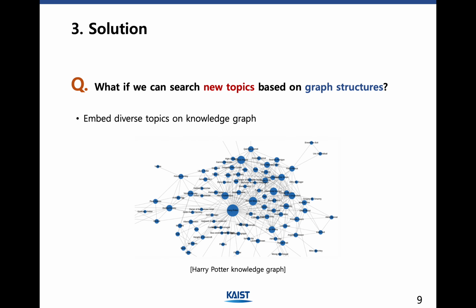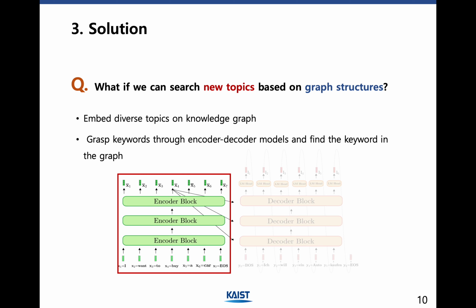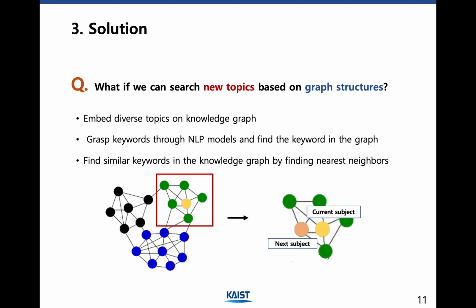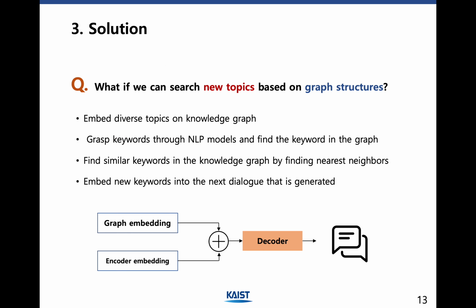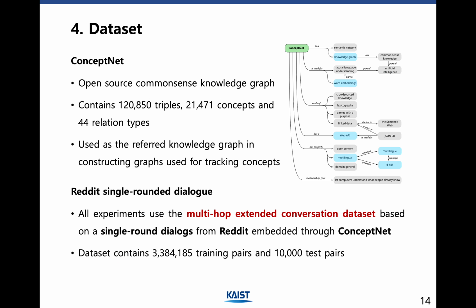First, it embeds diverse topics of knowledge graph. Then, it extracts keywords through encoder-decoder models and searches the keywords in the graph. We can find similar keywords in the knowledge graph by finding the nearest neighbors on the graph. GraphNet is a model for question and answering problem. It shows strong effectiveness on embedding, and Concept Flow uses this model for central graph flow encoding. However, any other GNN models can be used. Finally, it embeds the new topics into the next dialogue that is generated.